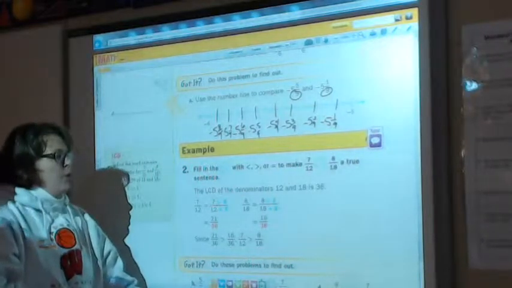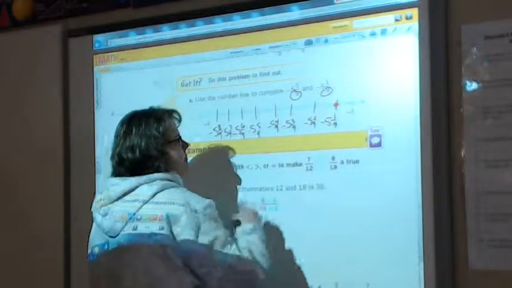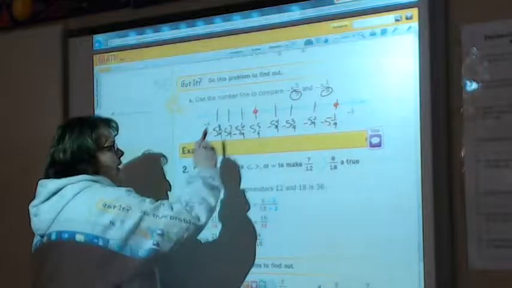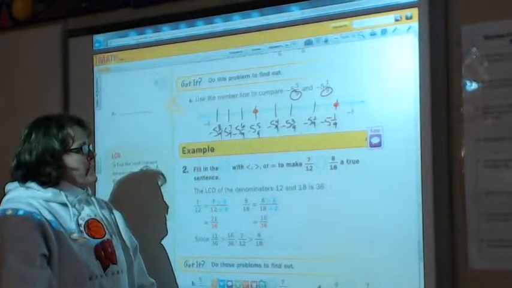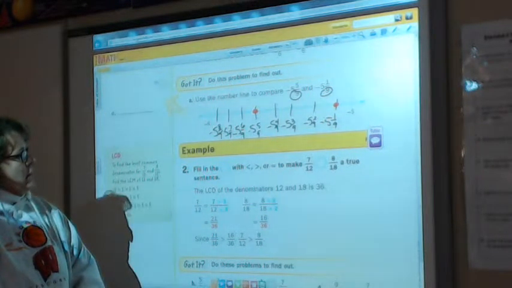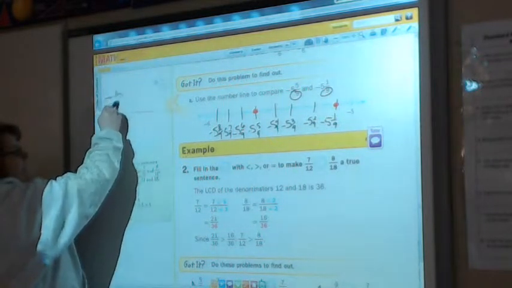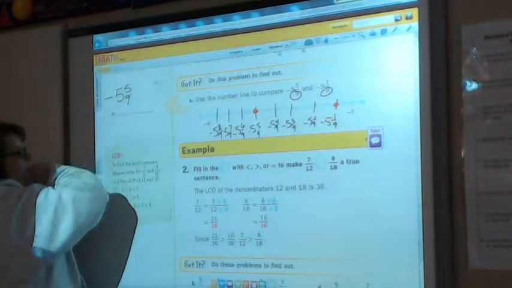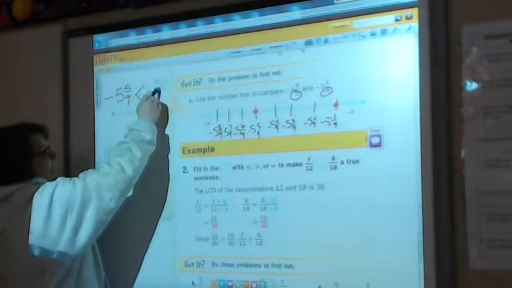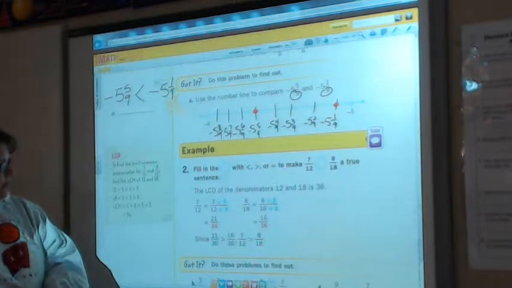Okay, and then you're going to plot your points. Negative 5 and 1/9 is right there. Negative 5 and 5/9 is right there. Which one is bigger? So you would say that a negative 5 and 5/9 is less than a negative 5 and 1/9, because it's further left. That's what you would write for your answer. Okay?